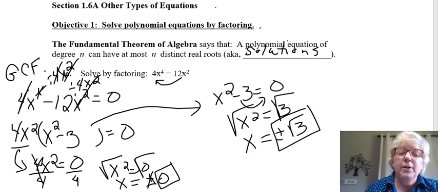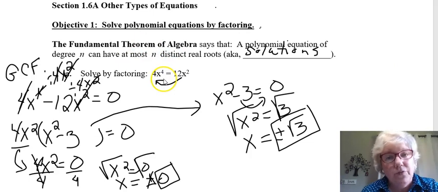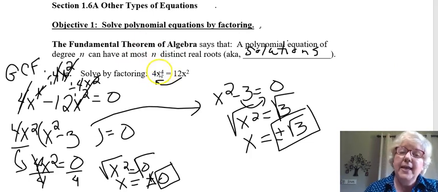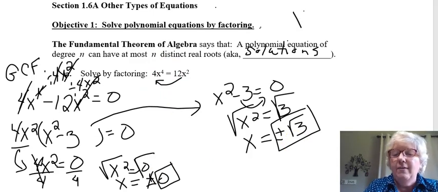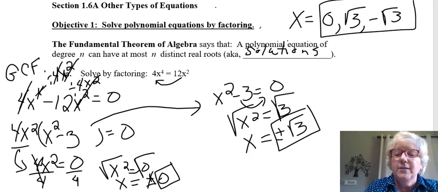However, the fundamental theorem of algebra said that the degree, which in this case is 4, told us how many answers. Well, I only see 3 answers. If you have MyLab's homework to type in, you would type in the 0 and the square root of 3 and the negative square root of 3. That's only 3 answers. Did you notice back over here I had disregarded the plus minus with the 0? That is called multiplicity.